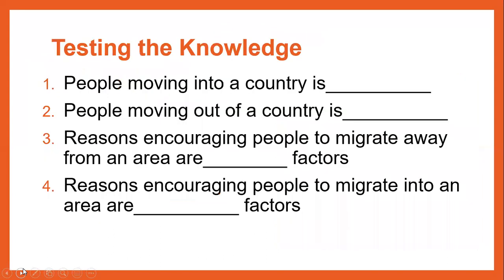Okay, let's do a quick testing of our knowledge before we finish our lesson. So question 1, people moving into a country is. Number 2, people moving out of the country is. Question 3, reasons encouraging people to migrate away from the area are. And reasons encouraging people to migrate into an area are something factors. And pause the video, try and answer them, and we'll go for the answers.